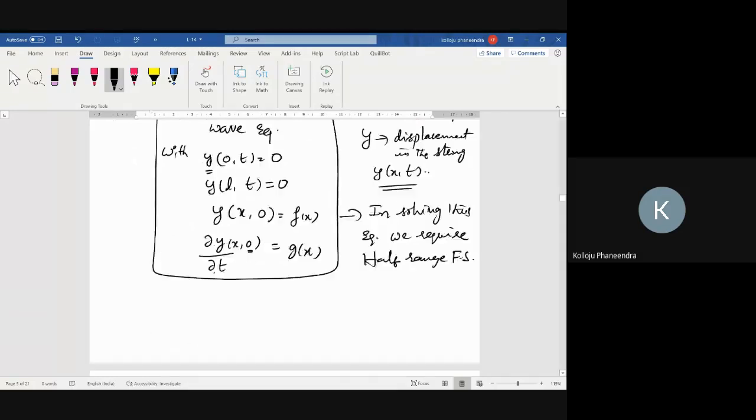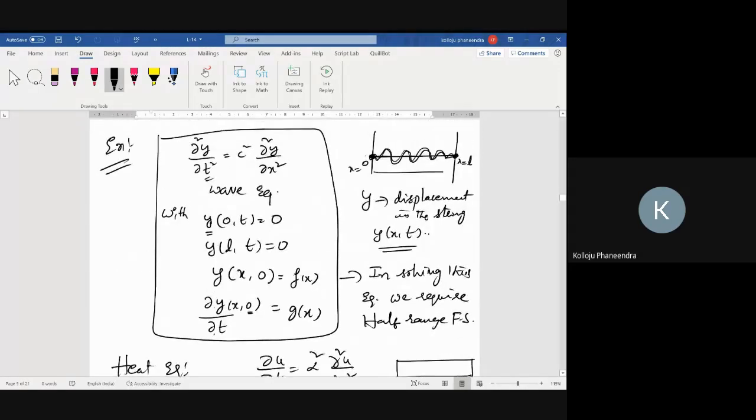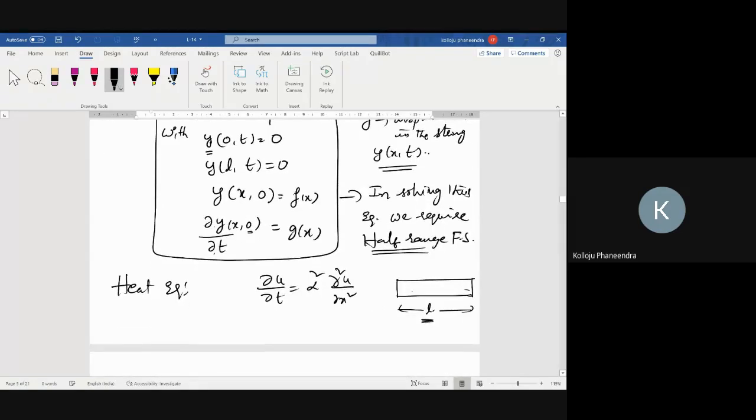Same logic, one-dimensional heat equation. What is the heat equation? ∂u/∂t equal to α² into ∂²u/∂x². What is here? There is a rod of length L. Due to this length only, here also what is the length of the string? L only. That means I have to find the Fourier series in what interval? 0 to L only. That is why half range is required. Same logic here also, half range is required in solving the heat equation. That is the purpose of learning half range Fourier series.